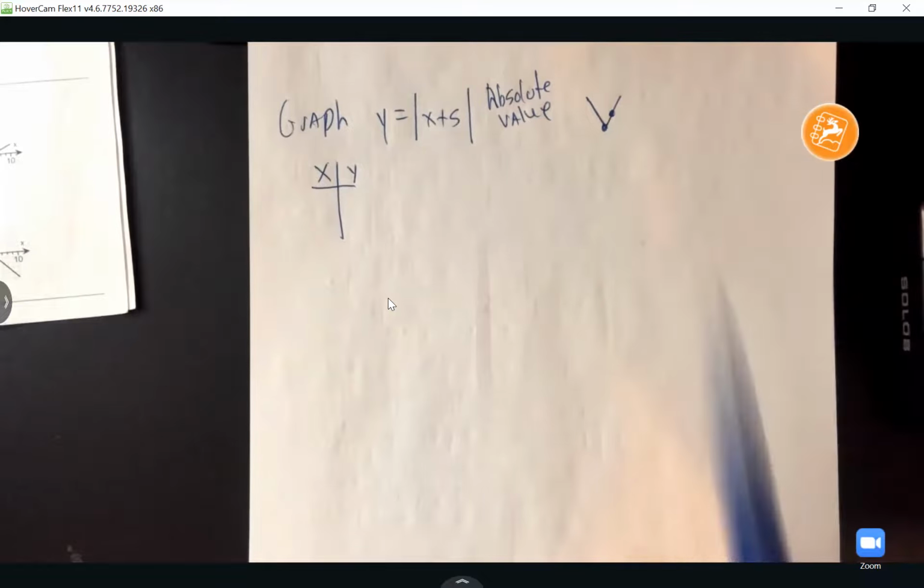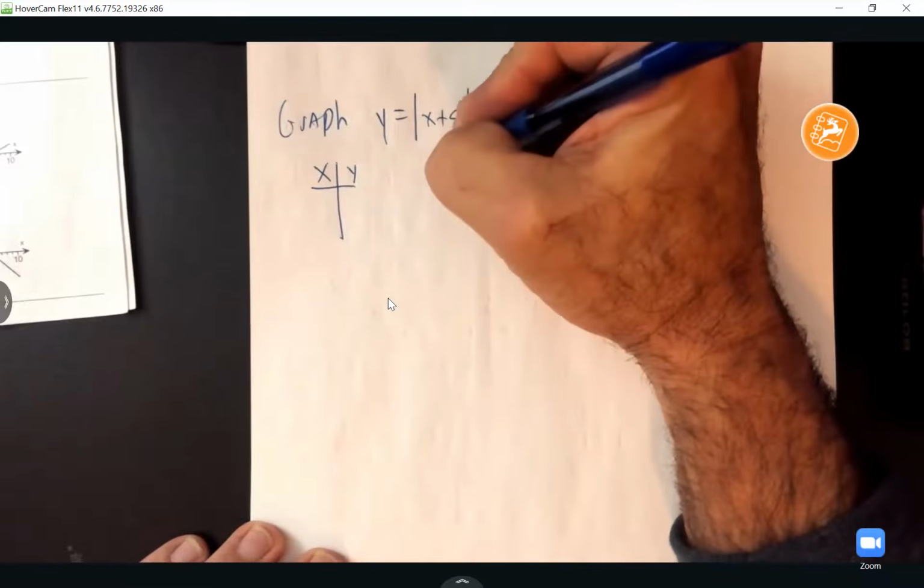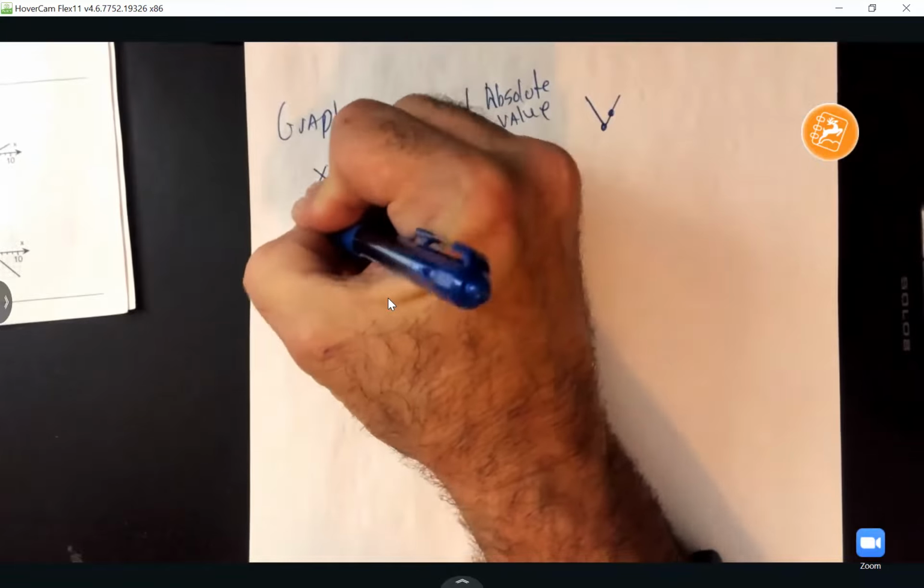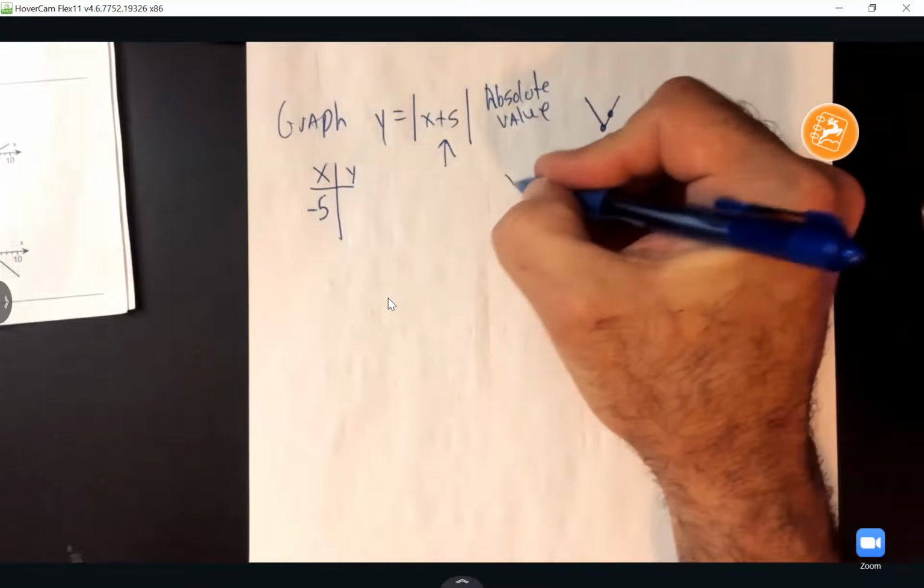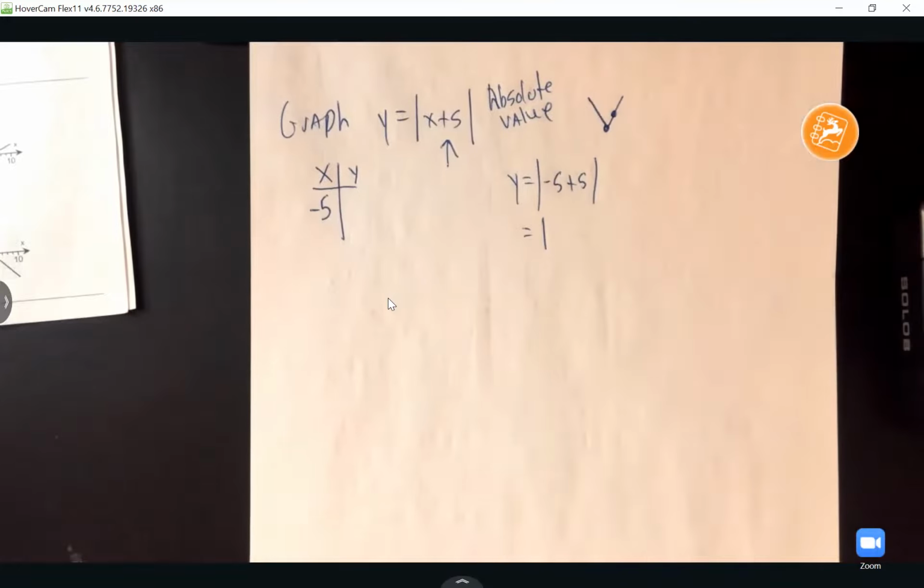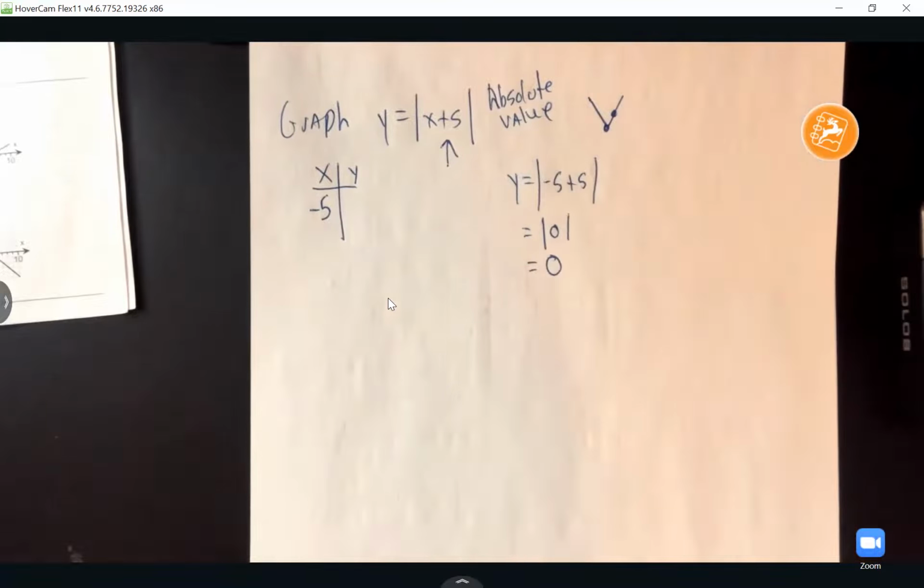And that vertex point has to be the first point you graph when we do the MATLAB. So the vertex point always occurs at whatever number makes that equal zero inside them bars. So since that's a positive five, it's going to be a negative five. So we would put that negative five in. Well, y'all, negative 5 plus 5 is 0, so you get the absolute value of 0. The absolute value of 0 is 0, okay?